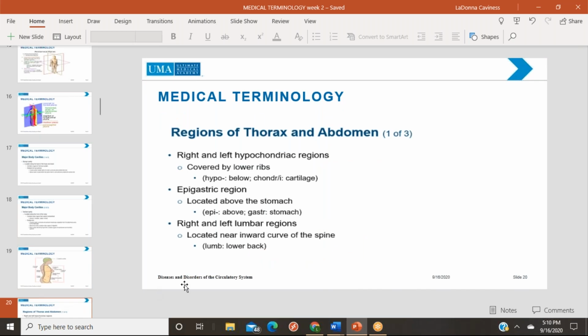Regions of the thorax and the abdomen. The right and left hypochondriac regions are covered by the lower ribs. Hypo means below, chondral means cartilage. Let's take a look at the epigastric region, located above the stomach. Epi refers to above, of course, and gastr refers to stomach. The right and left lumbar regions are located near the inward curve of the spine. LUMB refers to lower back.